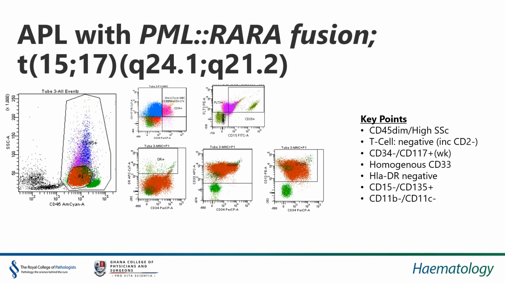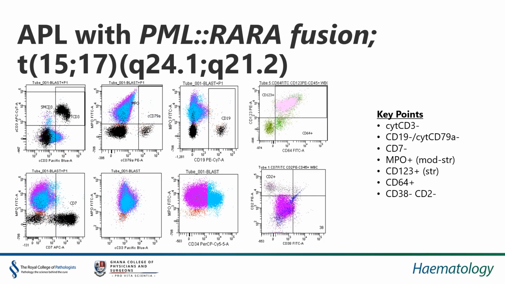So you can see here within our plots, we've got our normal T cells in the first plot. So this is our CD3 and cytoplasmic CD3. Our cells, that sort of flame cells that we can see here, have got a nice strong expression of myeloperoxidase. These cells are lacking CD19, they're lacking CD7, and they're lacking cytoplasmic CD3. So this is quite characteristic for acute promyelocytic leukemia.